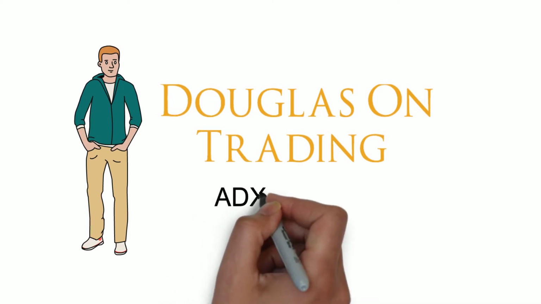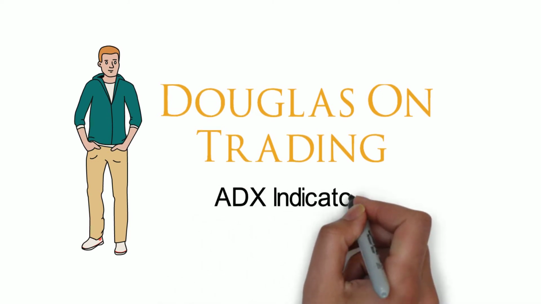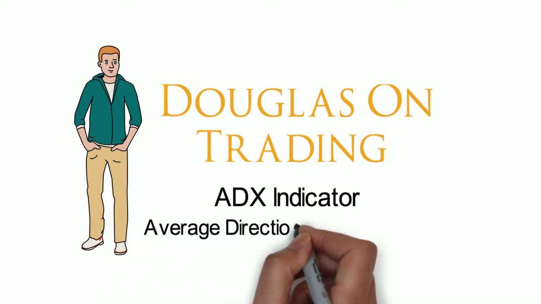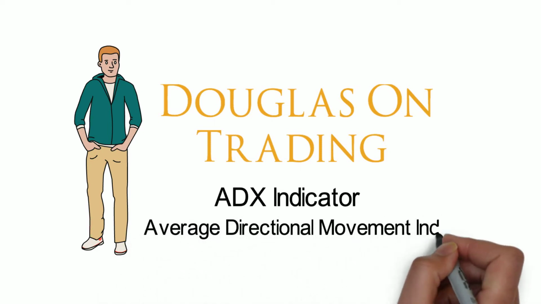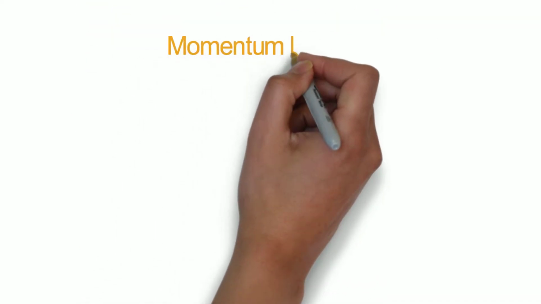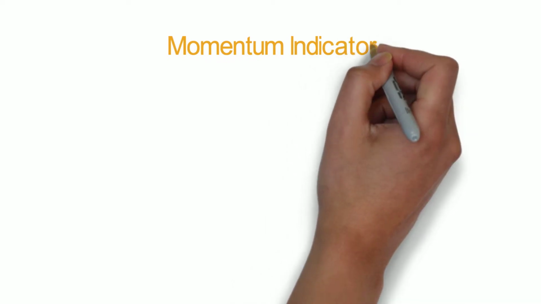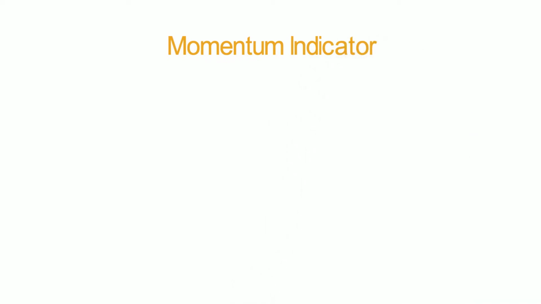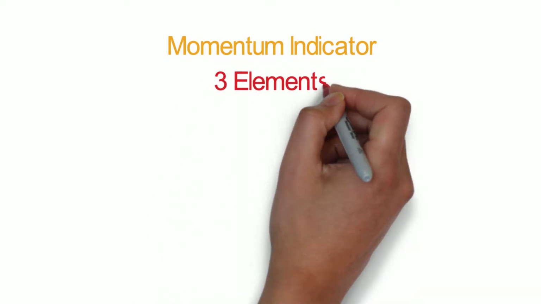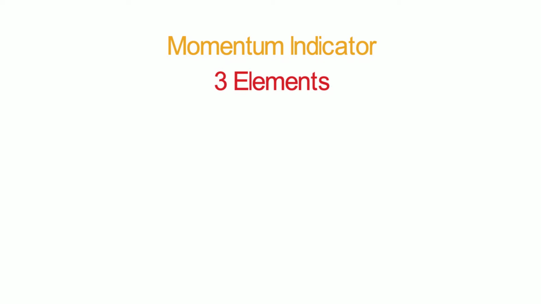Today we're talking about the ADX indicator, also known as the Average Directional Movement Index. But that's a mouthful, so we're going to say ADX indicator from now on. Now, the important thing to remember about this indicator is that it is a momentum indicator, okay? So we're looking for strong momentum, and we're trying to identify areas where we might want to trade within that momentum. Now, to help us do that, the ADX indicator has three elements.